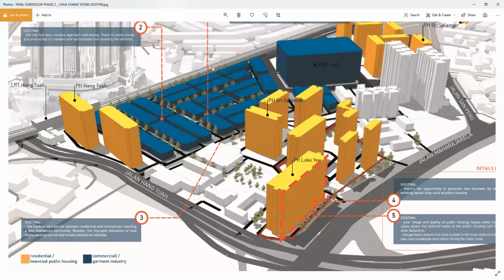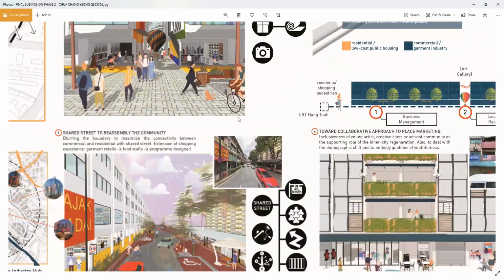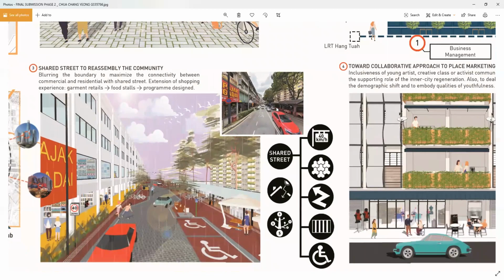The third one here is the main roadway as a barrier between the residential and the commercial zone. The commercial is the blue color one and the residential is the yellow color one. The road separates them and causes less community interaction. Besides, there is also improper allocation of food stalls, causing a narrow and unsafe pedestrian pathway. As you can see in the existing pictures, it is really dangerous for the pedestrians when they are hunting for food.